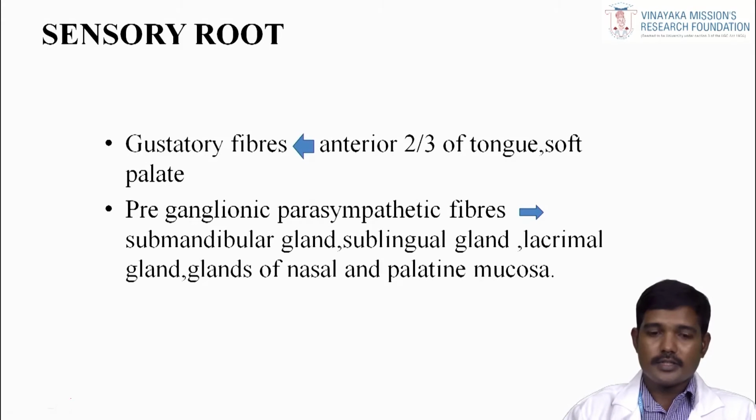Sensory root: the sensory root brings the gustatory fibers from the anterior two-thirds of the tongue and soft palate. It gives preganglionic parasympathetic fibers to the submandibular gland, sublingual gland, lacrimal gland, and glands of nasal and palatal mucosa.